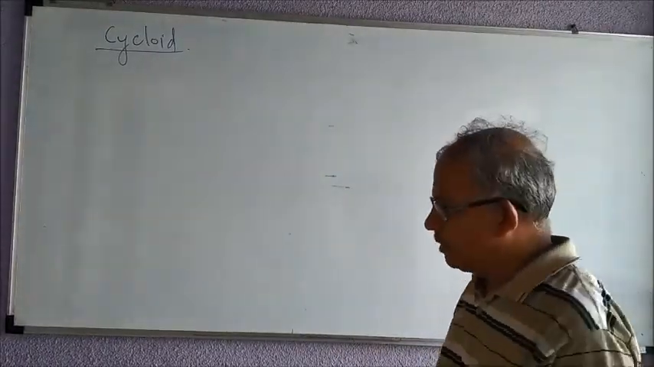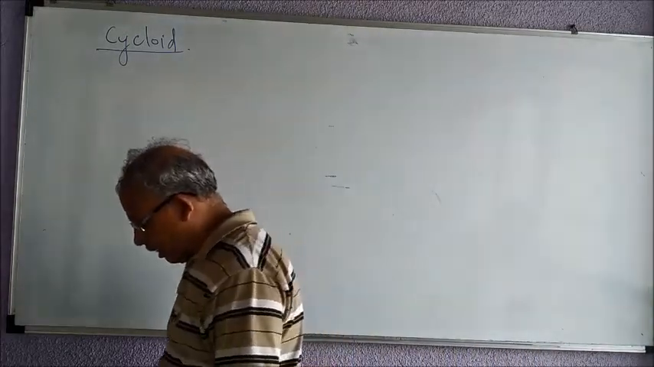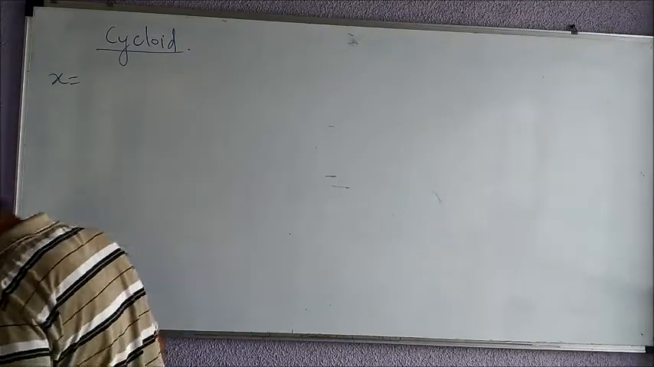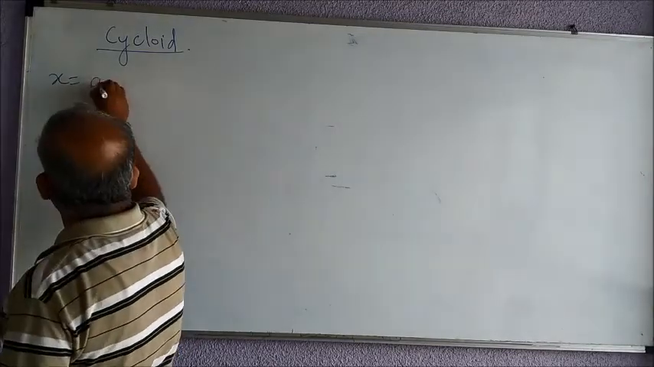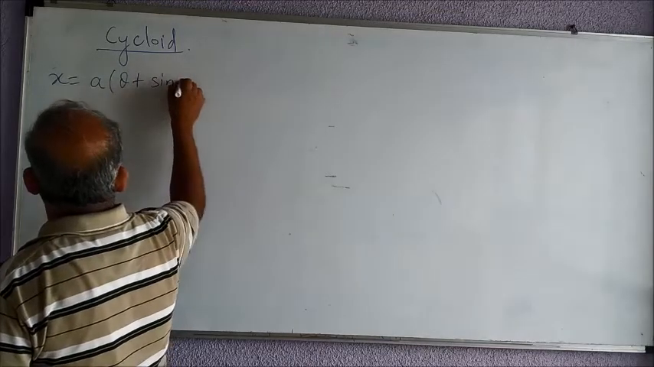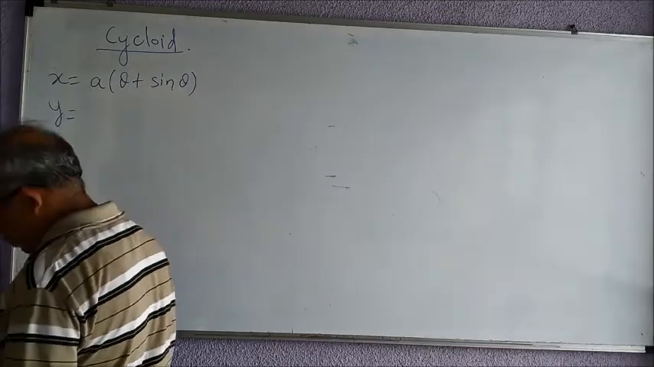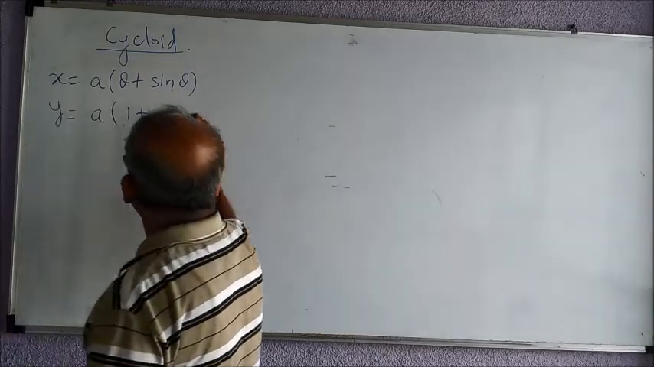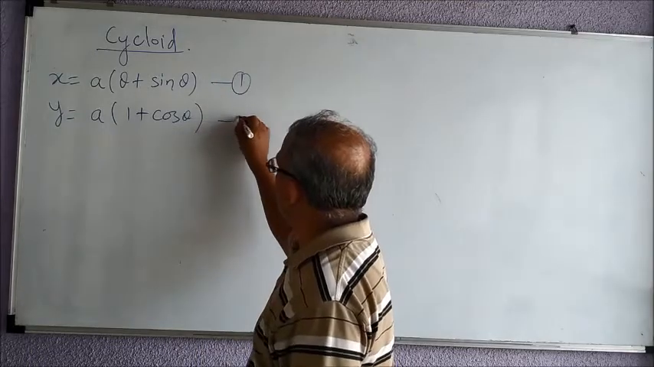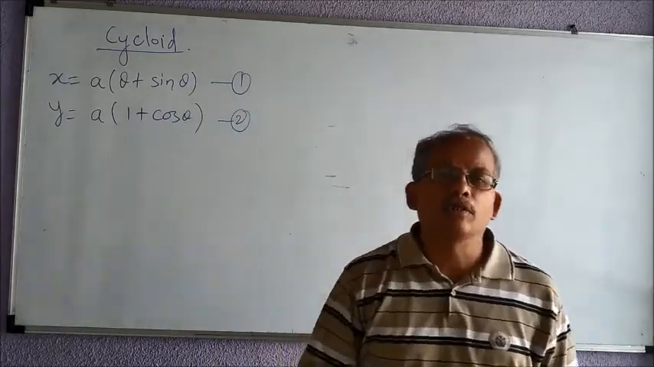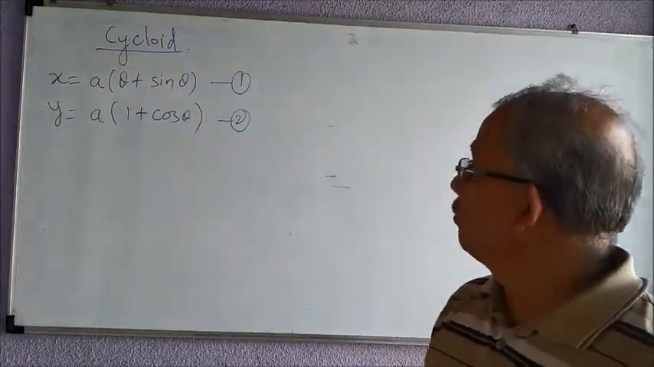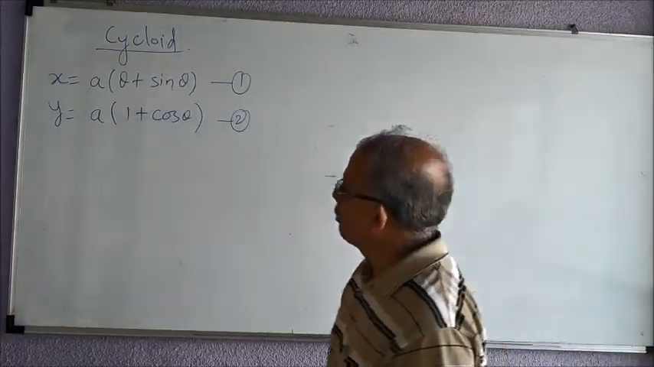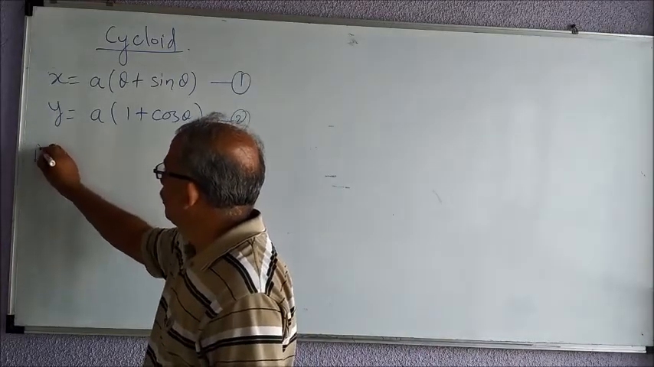So let me take the first example of this cycloid. x is equal to a into theta plus sine theta, and y is equal to a into 1 plus cos theta. I'll call these 1 and 2. So this is a curve represented by equations 1 and 2. Here theta is a parameter. Okay, so we'll start tracing this curve. The first point we'll take is the symmetry.